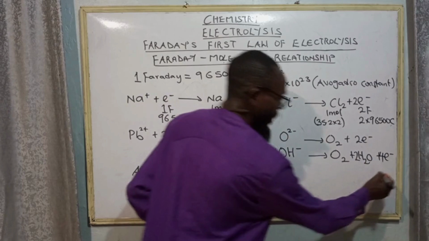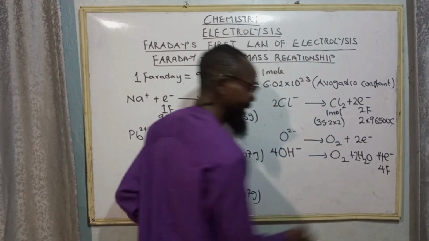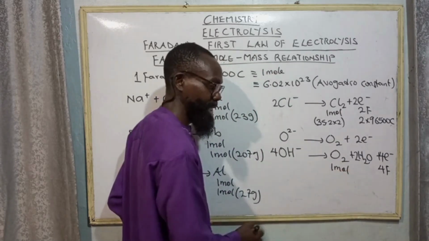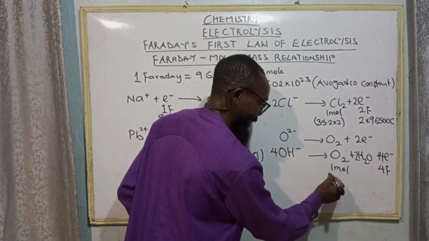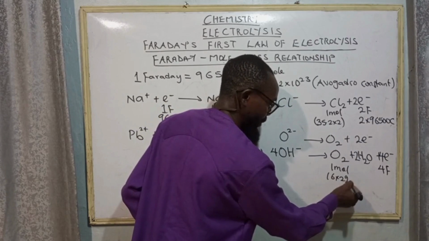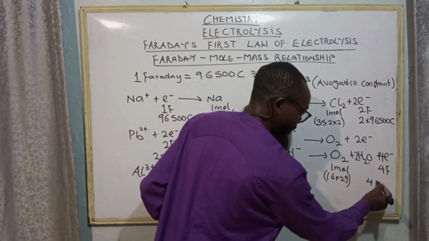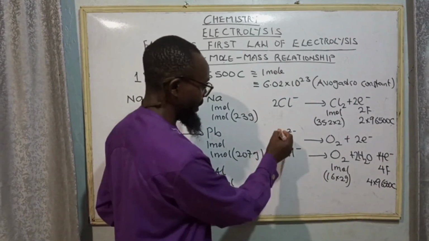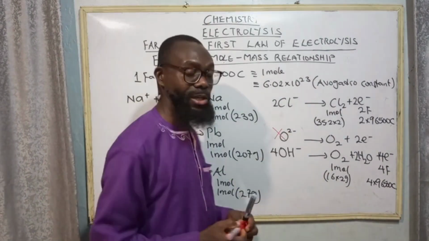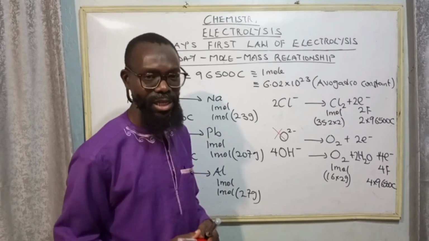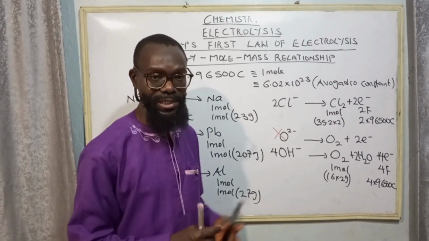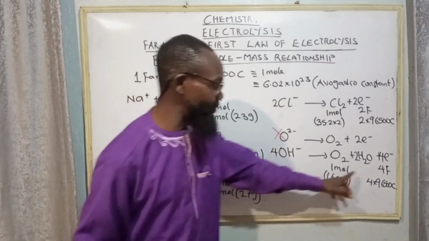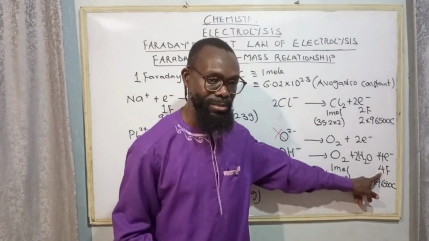From here now, 4 Faradays of electricity is going to give us 1 mole of oxygen gas. That is, oxygen, 16 multiplied by 2 grams, will give us 4 multiplied by 96500 coulomb. Now, this one is wrong. It can never be used. Instead, during the electrolysis concerning oxygen, oxygen must be gotten from OH minus, which is giving us 4 Faradays.